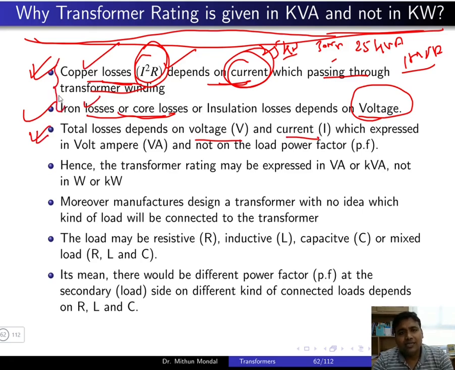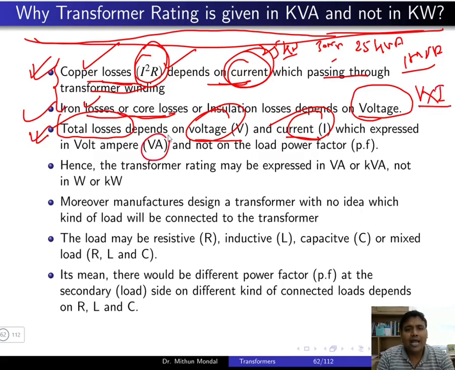Copper loss basically depends on the current, whereas the iron loss depends on the voltage. So if you know the voltage and the current, it is sufficient to determine the total losses in the circuit. That means the product of voltage and current, that is the volt ampere in the circuit, is sufficient to find the losses, and no information about the load power factor is needed to determine the total losses. So we don't require any power factor knowledge to determine the losses.